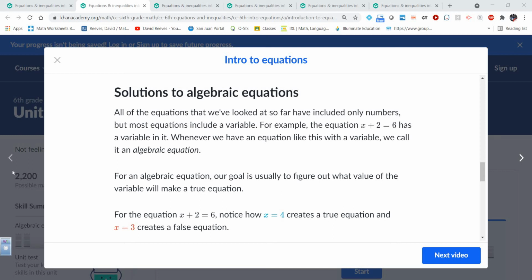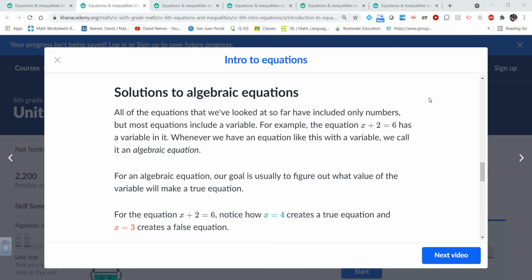Well, hey everybody, Mr. Reeves back with you, and in this video we're going to look at solving one-step algebraic equations. I remember in a previous video on introduction to algebraic equations, we said that an equation was a statement where the left side was equal to the right side. That would make it a true equation.